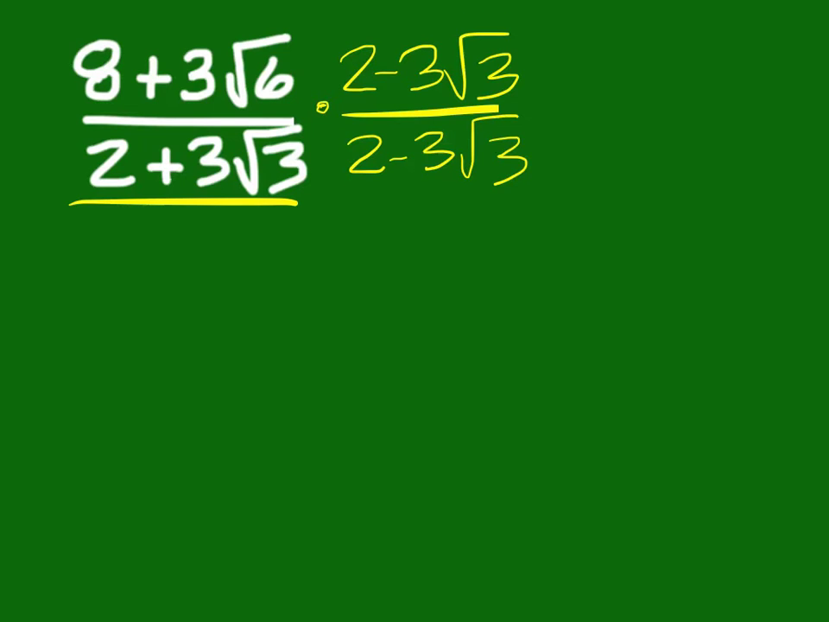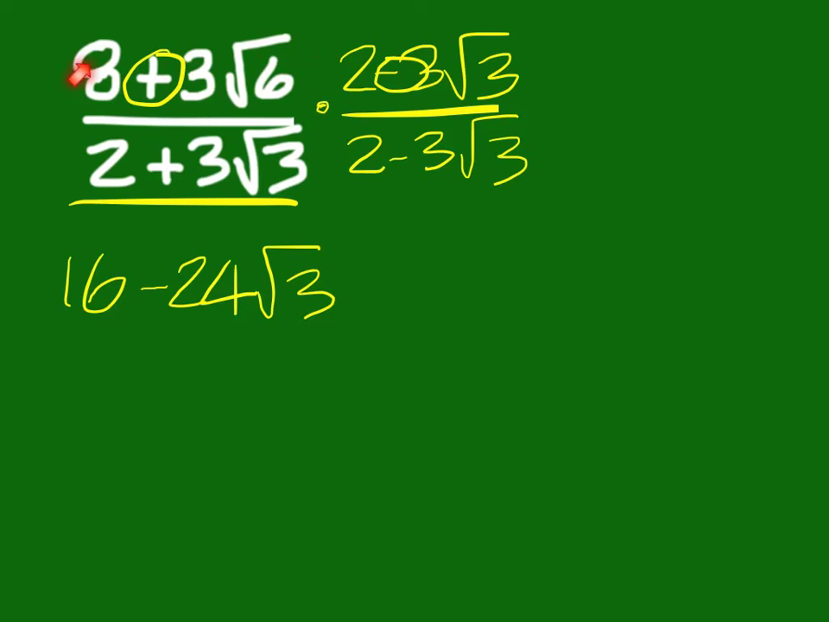On the top, when you multiply, it's 8 times 2 to start with. So that's 16. 8 times 3 square root of 3. You multiply the 8 by the 3 on the outside to get 24. And the sign is minus because this is plus and that's minus. Opposite signs mean minus. And then the square root of 3 just stays along.